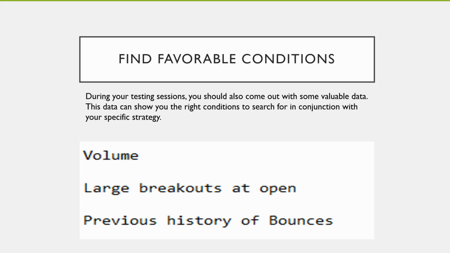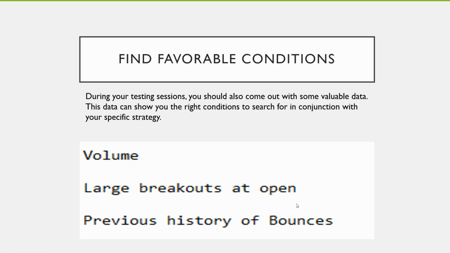But when you're doing this, like I said before, you're not necessarily just looking for an accuracy rate. You're also looking to find favorable conditions within your strategy, what conditions make your strategy the most likely to succeed. So during your testing session, you should also come out with this as data. It can show you the right conditions to search for in conjunction with your specific strategy. I think this one was the VWAP bounce.